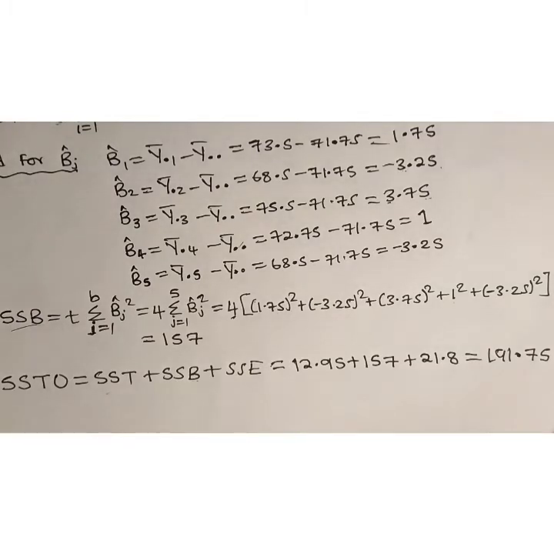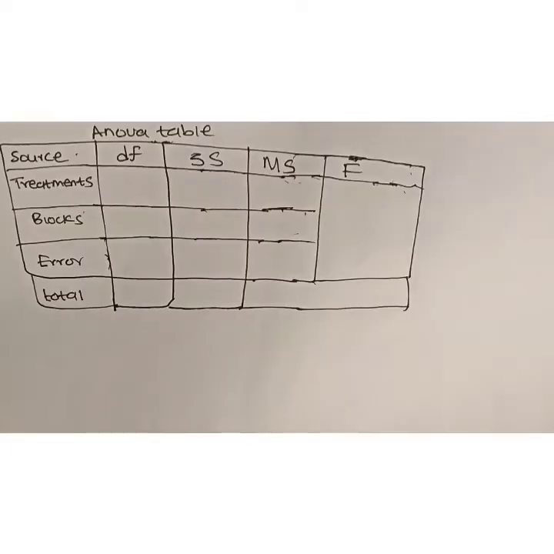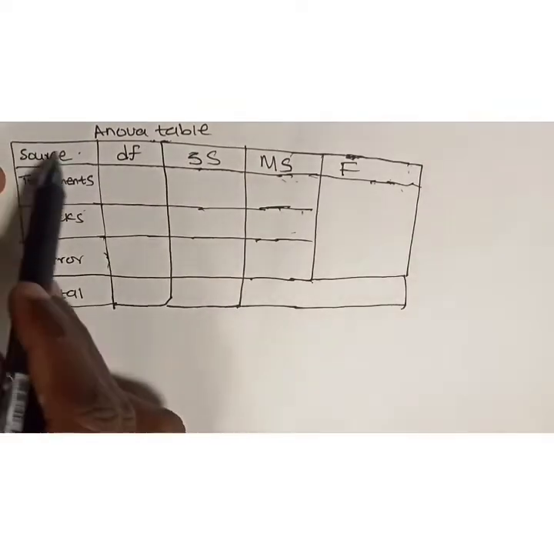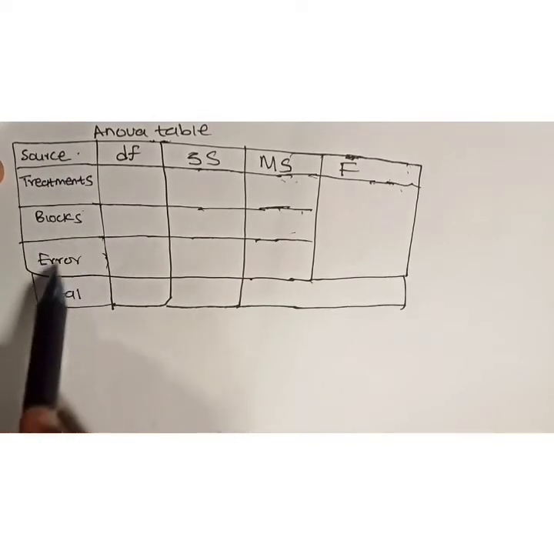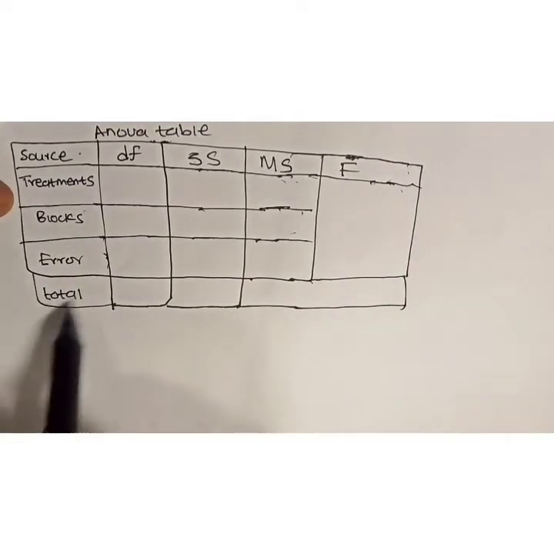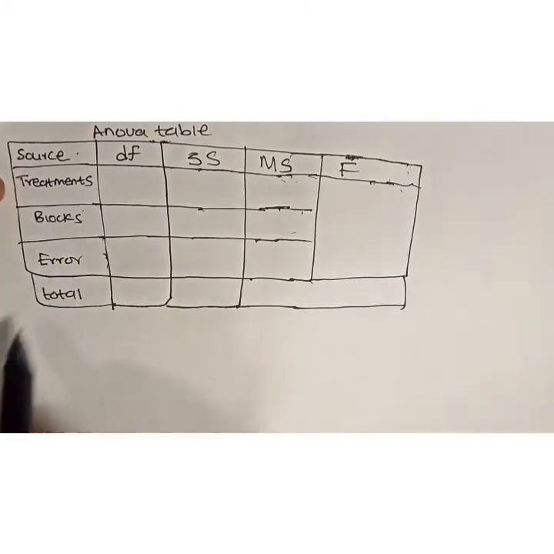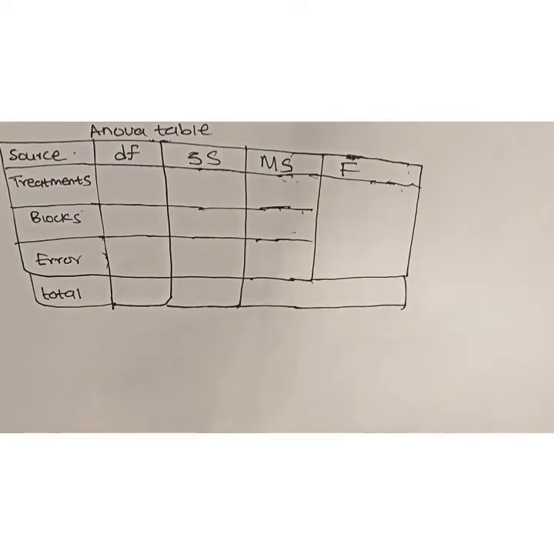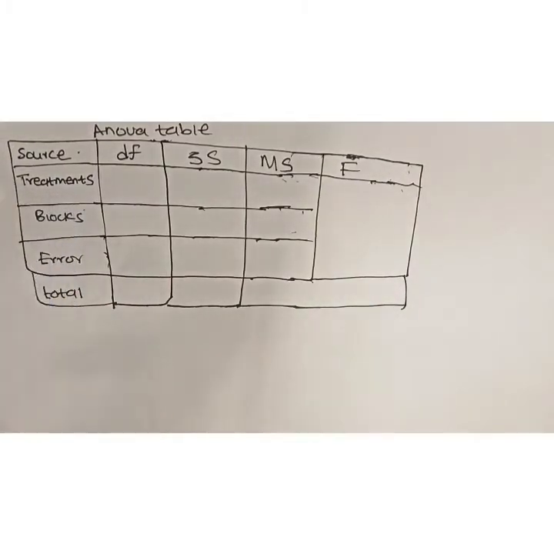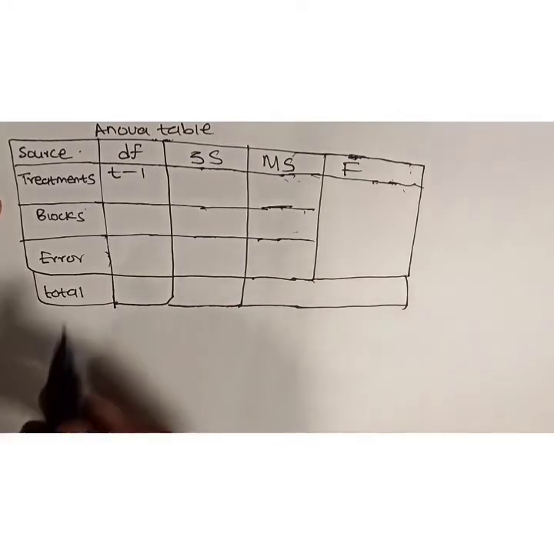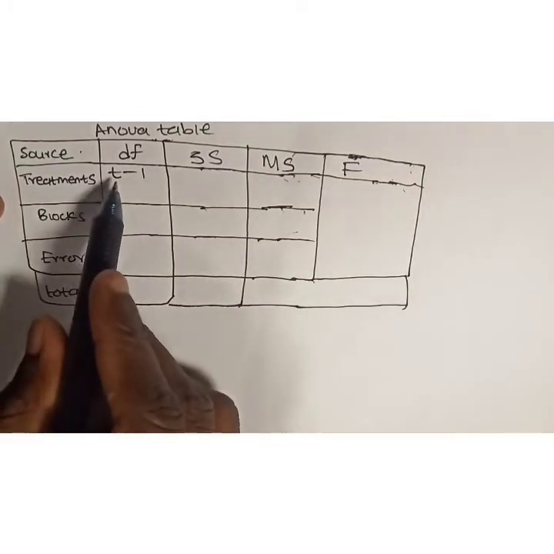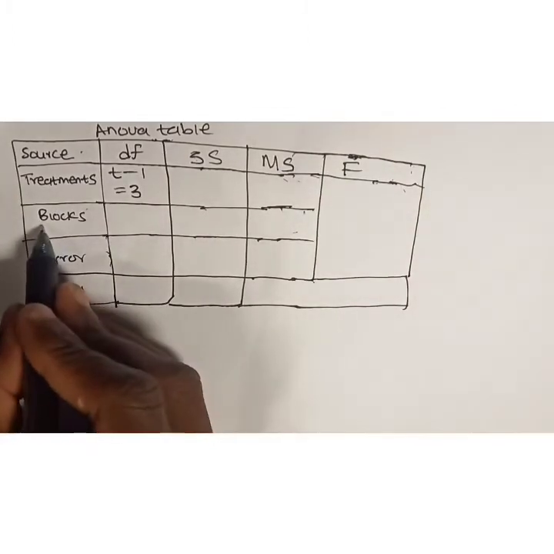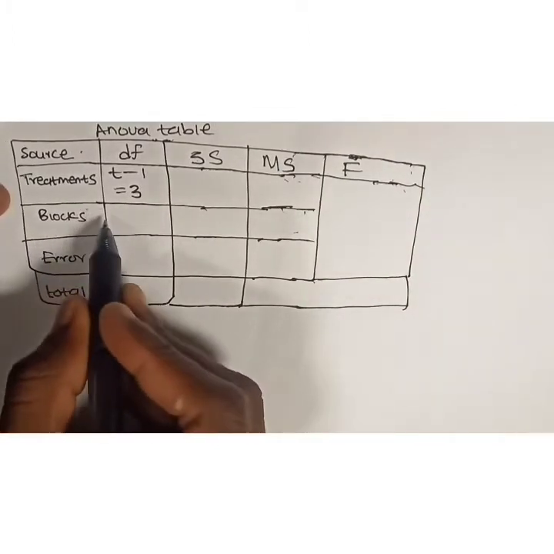We'll have to construct the ANOVA table. This is the ANOVA table with sources of variation, which are the treatments, blocks, and errors. Then we'll have the totals for these 3. We also have the degrees of freedom. The degrees of freedom for treatment is given by T minus 1. Since there are 4 treatments, our degrees of freedom for treatment is 3. Also, the degrees of freedom for blocks is given by B minus 1.